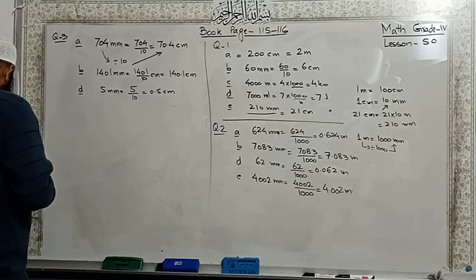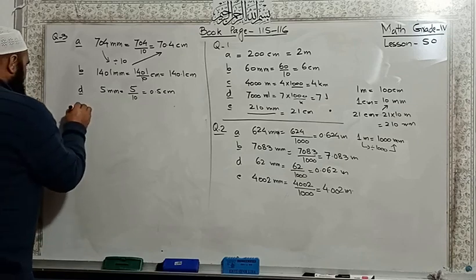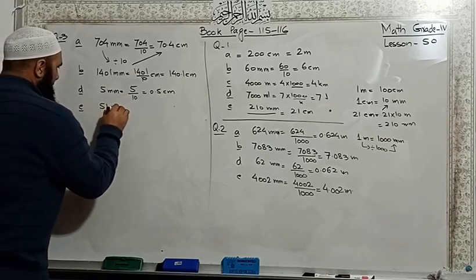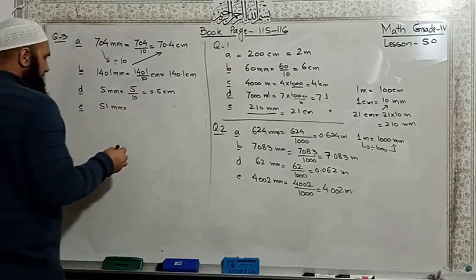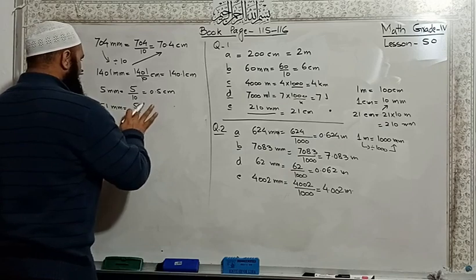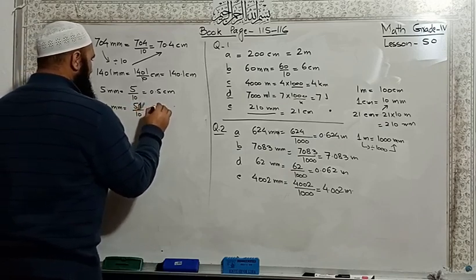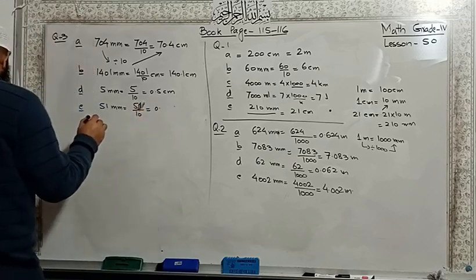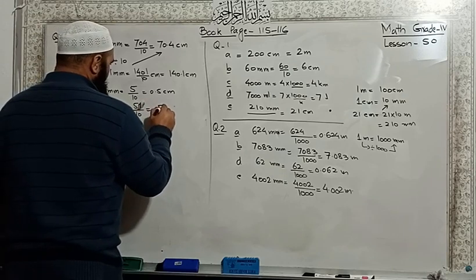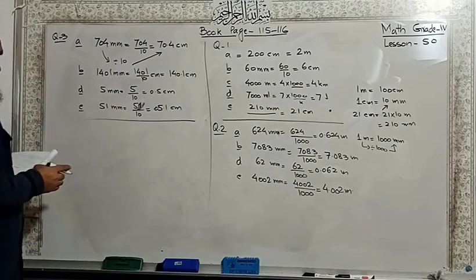See question number, part E. 51 millimeter will be equal to how many centimeters? Simply we divide by 10. 51 divided by 10, we get 5.1 centimeters. This was our question number 3.